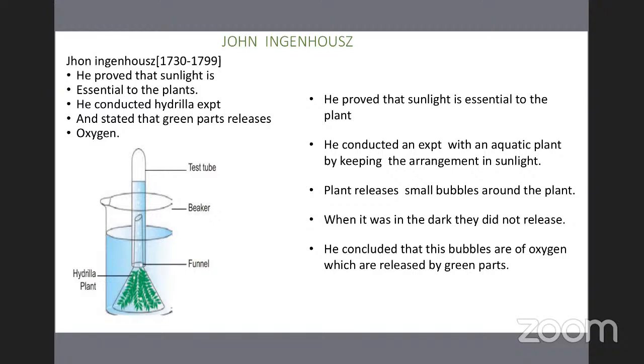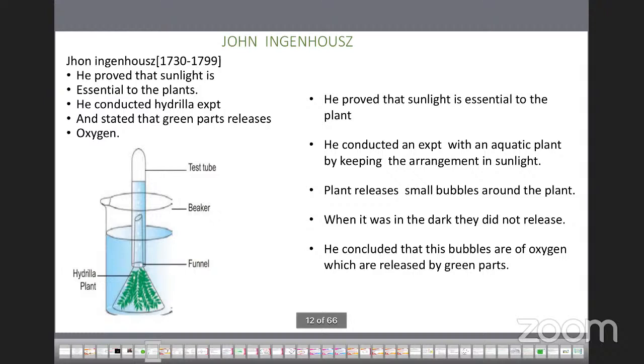The arrangement of this experiment is, first of all, the beaker is filled 3/4 with water. Then he took the thistle funnel, and from the broader end, he arranged the Hydrilla twigs into its stalk-like structure. So these branches are arranged through the broader end of the funnel into the stalk of the narrow end of the funnel. Like this, he arranged the Hydrilla experiment.